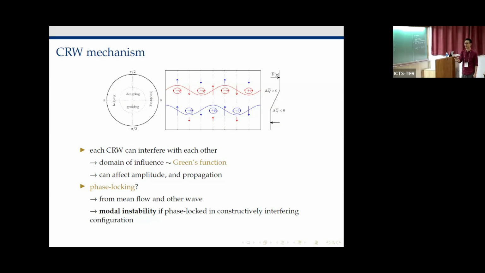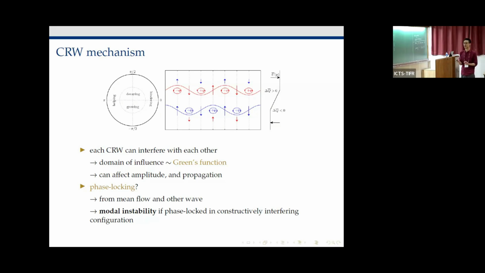So a little bit more technical details. The interaction of the domain of influence is given to you by what's called a Green's function. So the wave, there's a limited extent of how the waves extend in distance. And that's dictated by the physics, so that's given to you by the Green's function. So there's an interaction which affects the amplitude and the propagation.